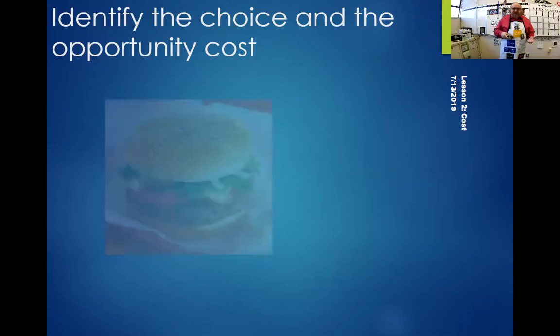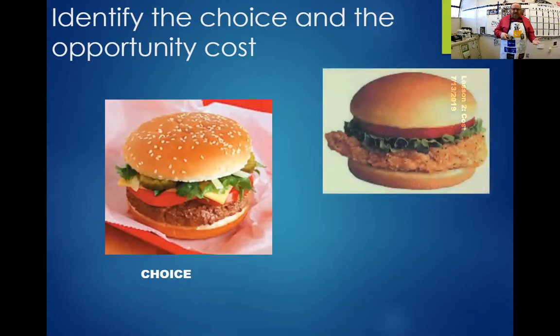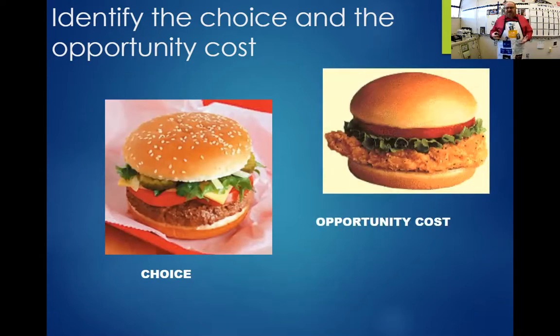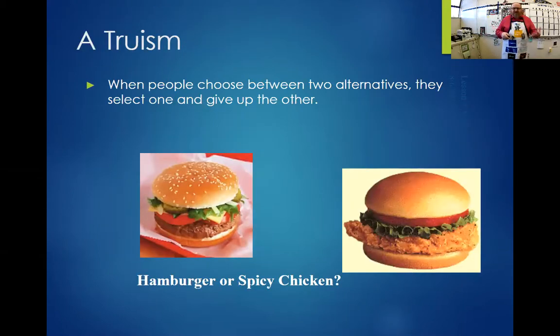So, identifying the choice and the opportunity cost. If your choice is the hamburger, the opportunity cost is the spicy chicken burger. You lost the opportunity to experience the spicy chicken burger at that moment. That's why it's a cost. It was an opportunity for you to have that spicy chicken sandwich, but you decided not to. You decided to go with the hamburger. So the opportunity cost is what you gave up and the experience that it would have given you.